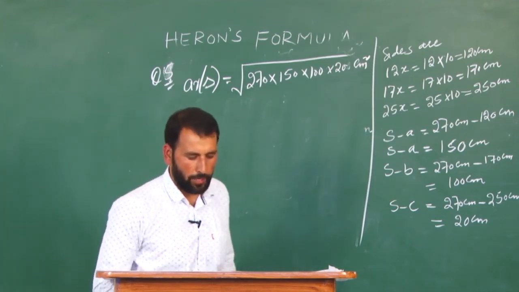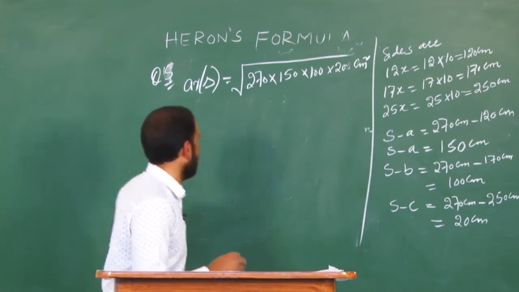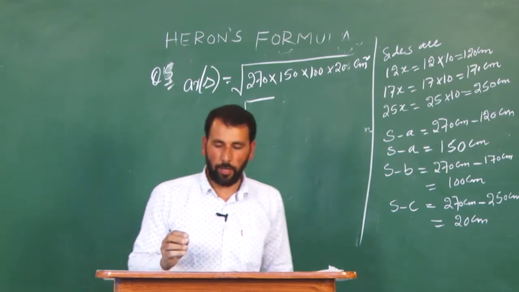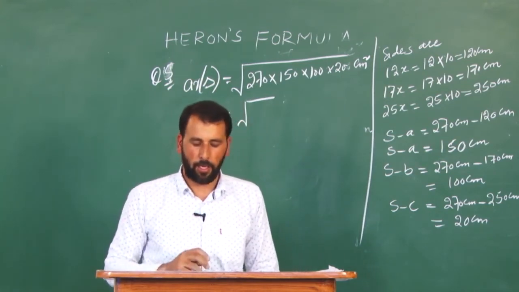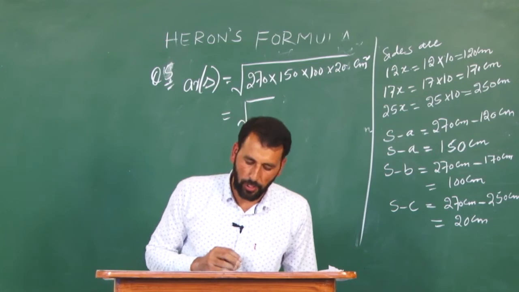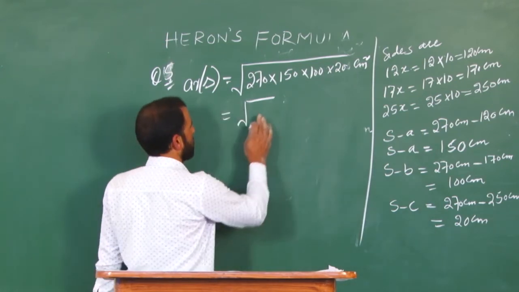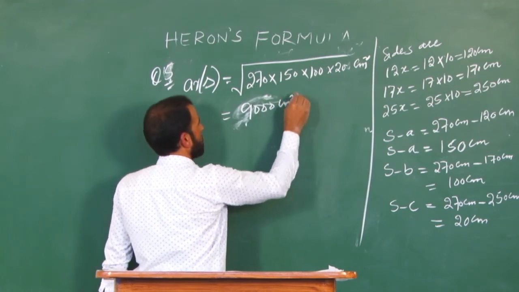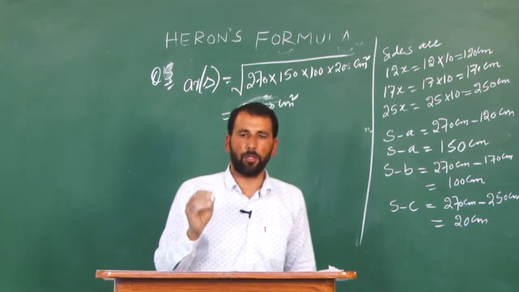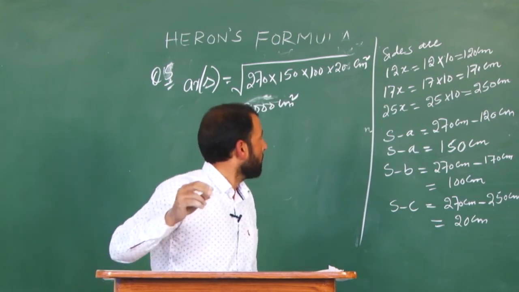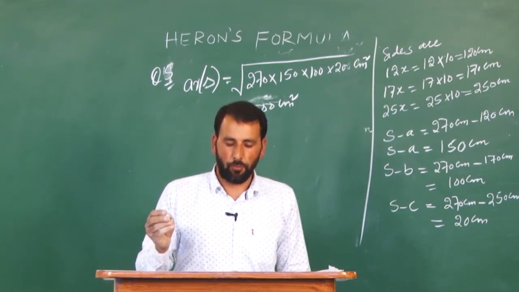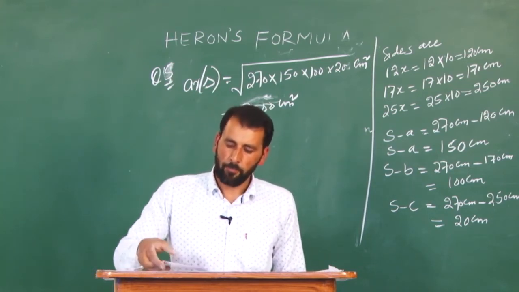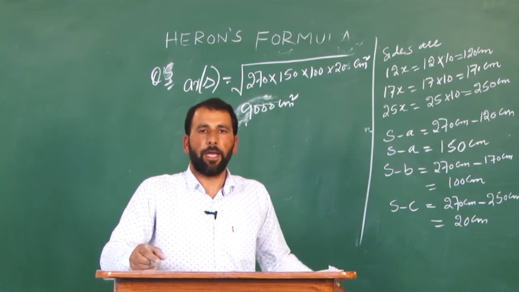After calculating the values, you get the area of the triangle equals the square root of S(S−A)(S−B)(S−C). After finding the square values, we can find here that it is 9000 centimeter square, the area of this triangle whose sides are in the ratio 12 is to 17 is to 25. Now let us move to the next question.